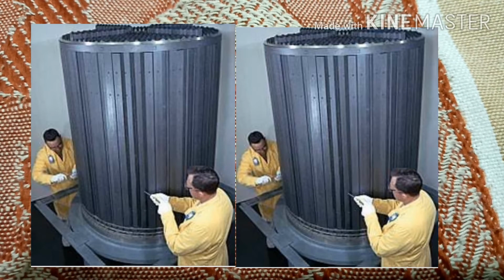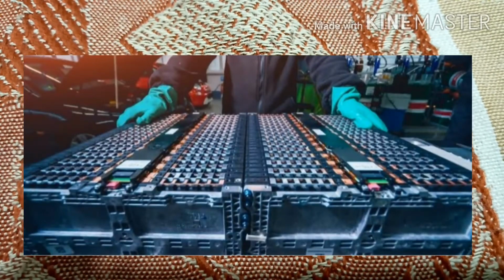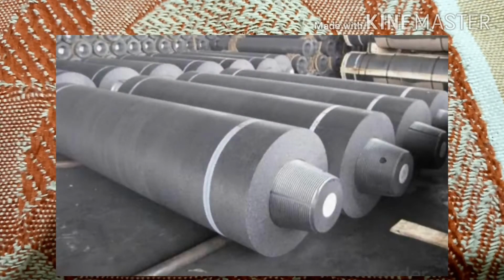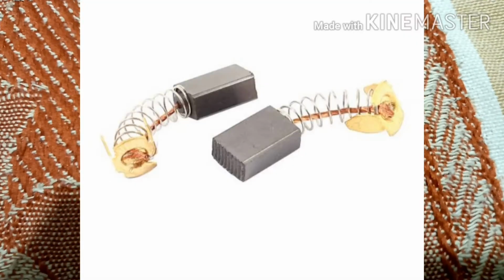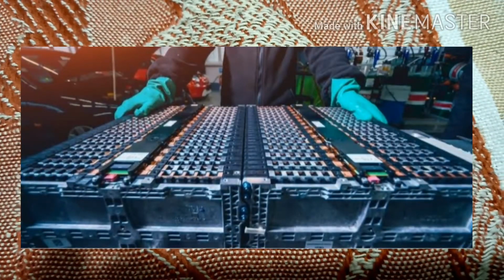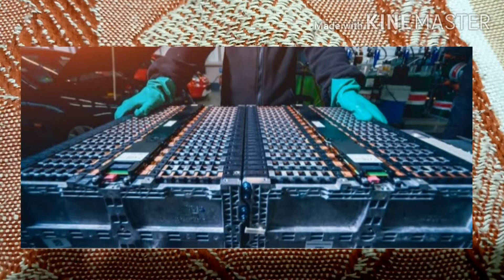Number five, it is used in the electrical industry, or we can say batteries. Crystalline flake graphite is used in the manufacturing of carbon electrodes, brushes, and plates, which are needed in dry cell batteries and the electrical industry.